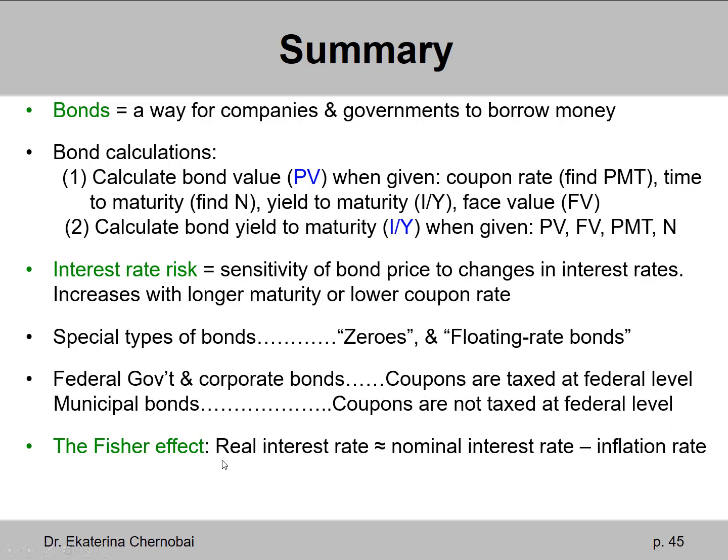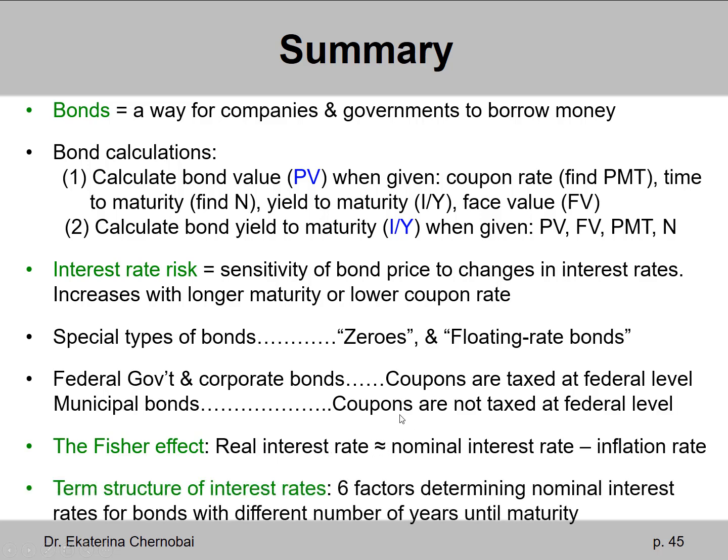And so the real or the true interest rate you earn in a bank or in some other investment is approximately equal to the nominal interest rate that the bank quotes minus the inflation rate. This is the approximate Fisher effect, and we also saw a different version of it in which the calculation of the real interest rate is done more accurately.